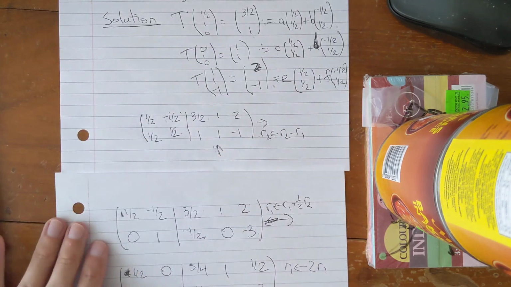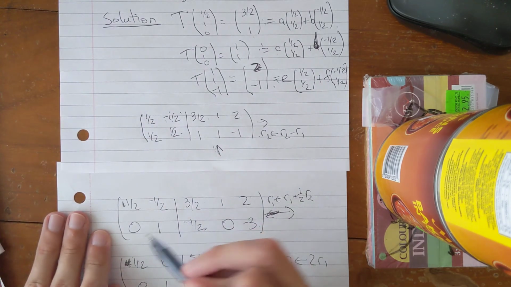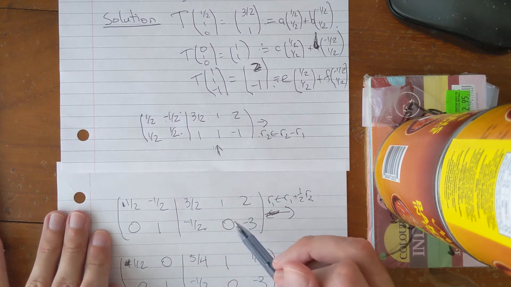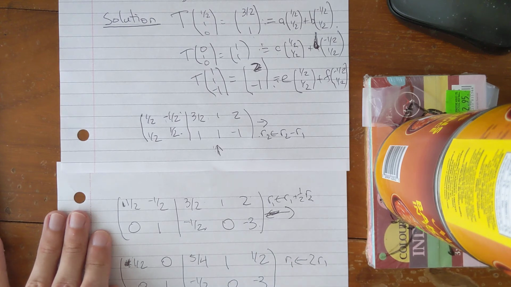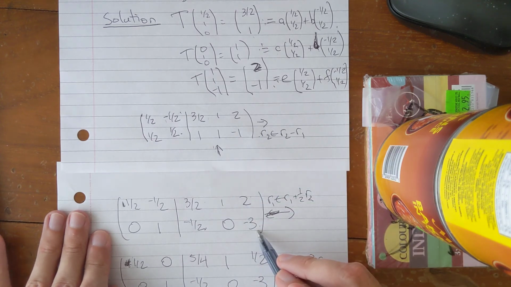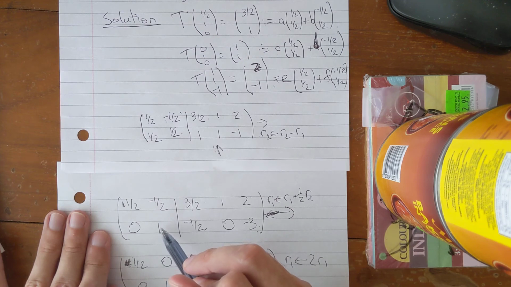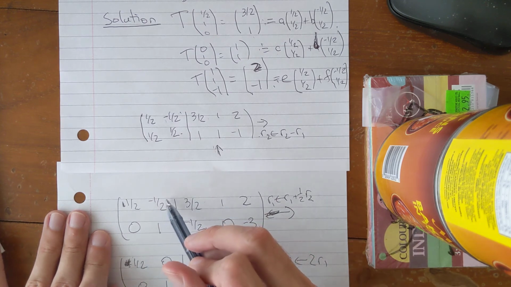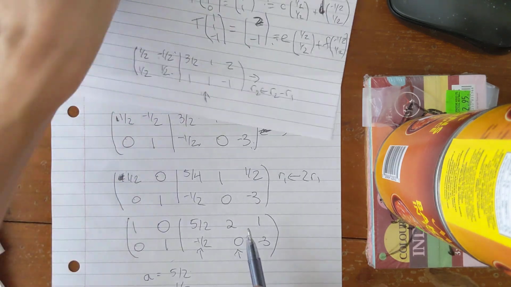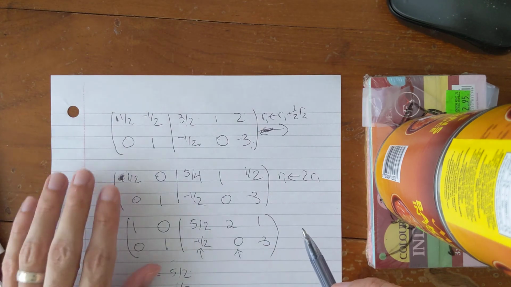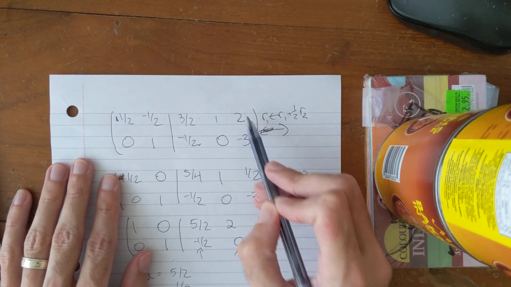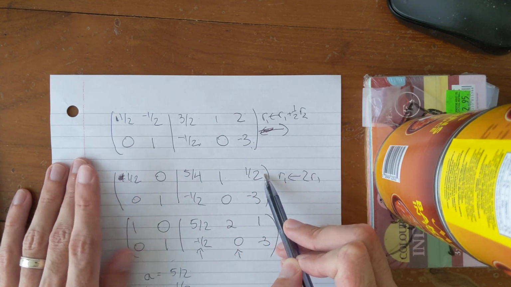So what happens? My new row 2 is 0, 1, 1 minus 3/2, which gives negative 1/2. 1 minus 1 is 0, negative 1 minus 2 is negative 3. Now for the next step we could do maybe row 1 plus 1/2 row 2. So row 1 plus 1/2 row 2: this plus 1/2 this gives me 5/4, this plus 1/2 this gives me 1, this plus 1/2 this gives me 1/2.